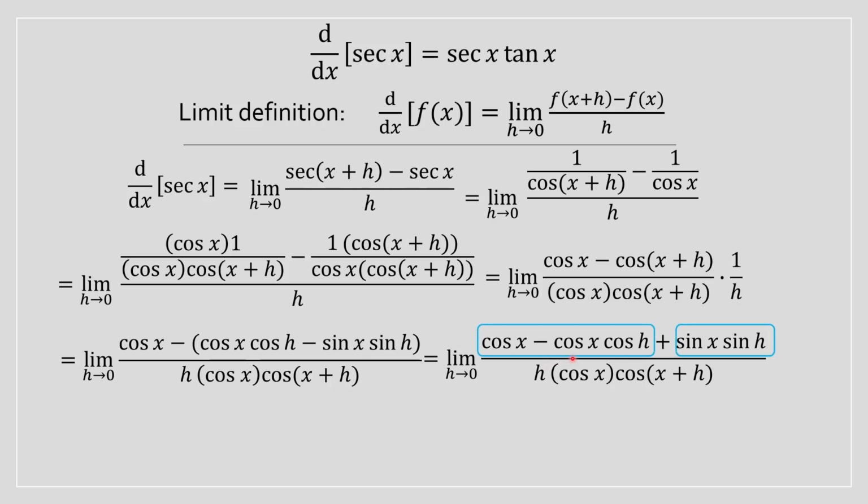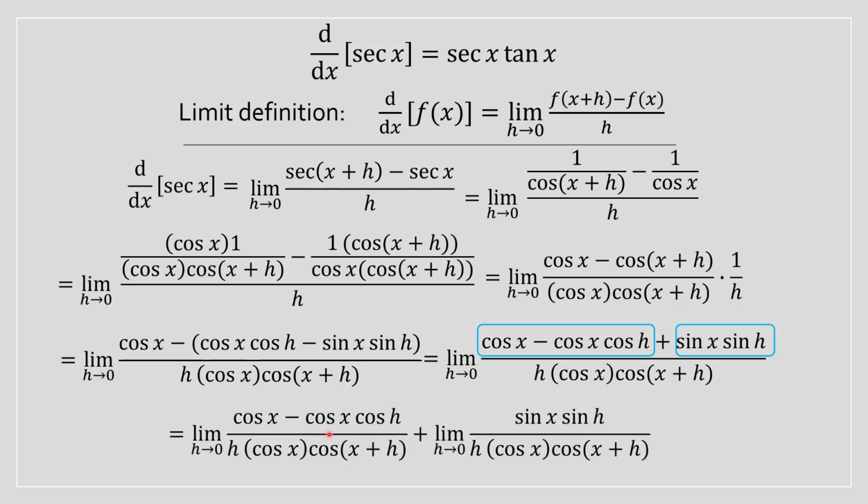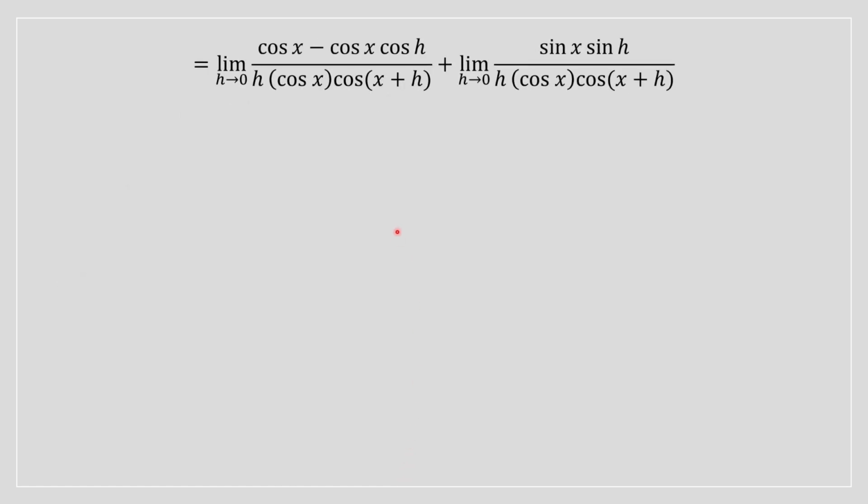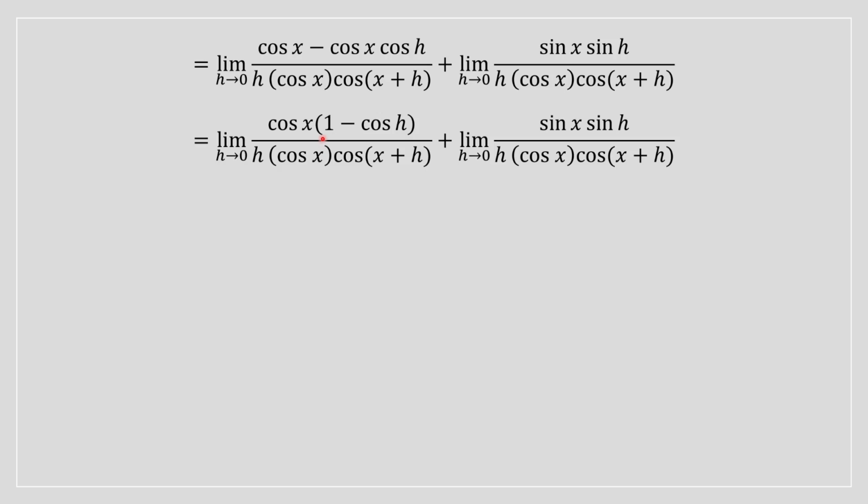So once you reach over here, what you are going to notice is we're going to split this fraction into two. Right now we've got one fraction, but we're going to split it into two fractions. You'll see why in a moment. So we're going to write it in two different limits, as you can see on your screen. Once that is done, we are going to factor out a cos of x on this side. And when you factor out cos of x, you are going to notice that we've got a 1 minus cos of h divided by h.